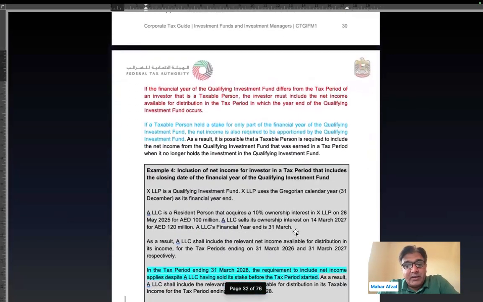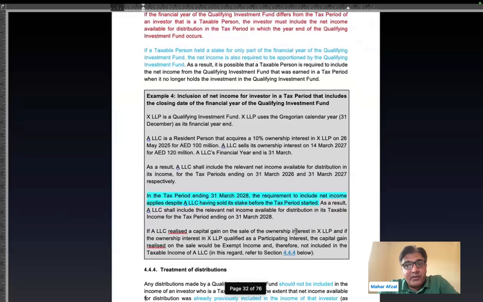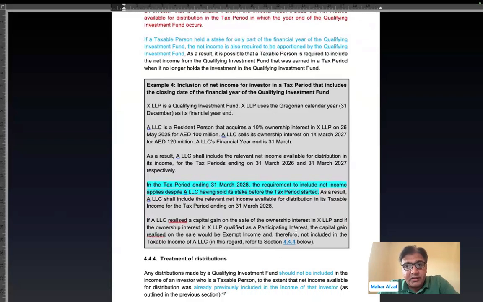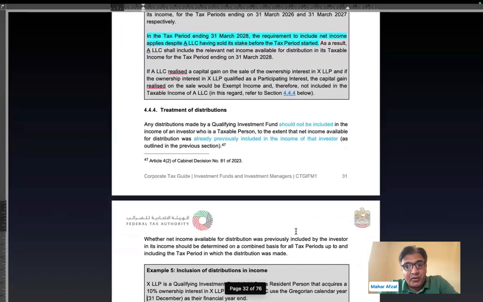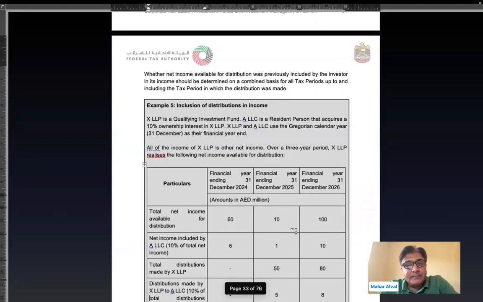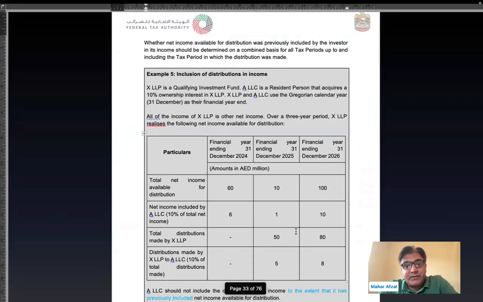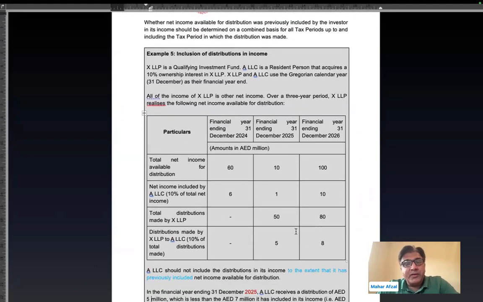Time apportionment is given. We have discussed it in a previous webinar as well. You can go through the time apportionment. Nothing is important here. You can go through this. Inclusion of distribution. This is important, that we discuss the distribution. Once income has been distributed, it should not be subject to tax again in the hands of the investor.